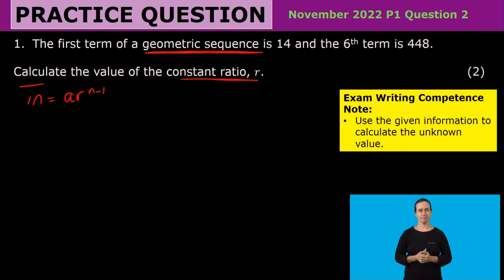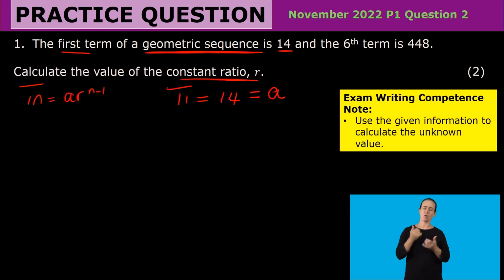So we are told that the first term of that geometric sequence is 14. So we know that T1 equals 14. But of course, we should know by now that T1 is also the value of A. So us now knowing that, we are going to use that to find that constant ratio. We are also told that the sixth term is 448. So T6 equals 448, and we are going to use that statement to find the value of R.